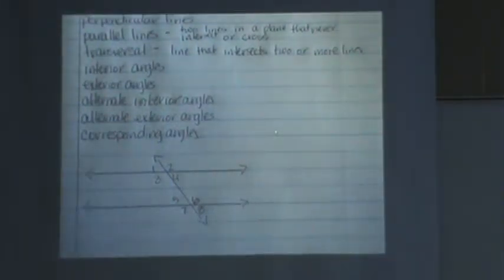Now, my diagram down here at the bottom. I want to start talking about this diagram first. I've got two lines. These lines are parallel, and they are cut by a transversal, which is this line here. When two lines are cut by a transversal, there are some characteristics.